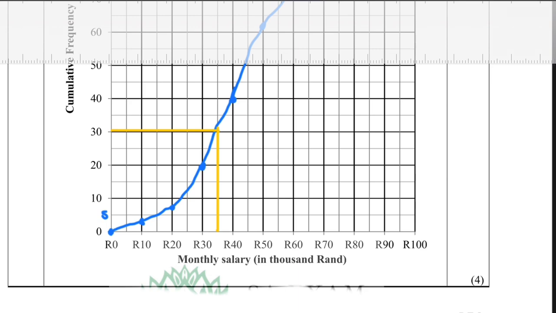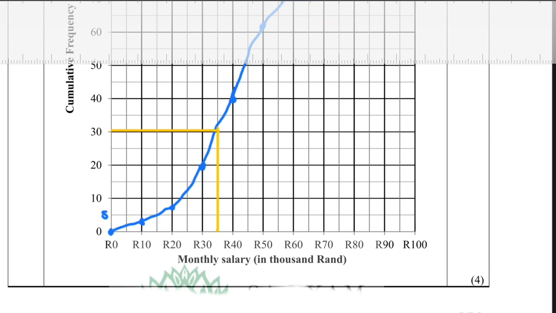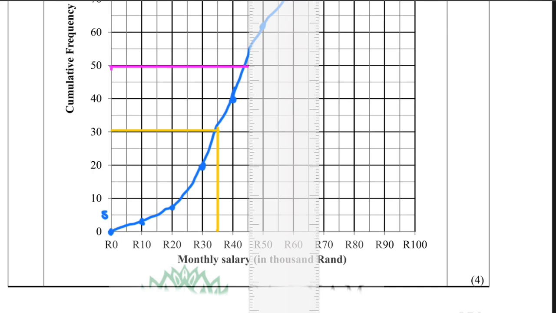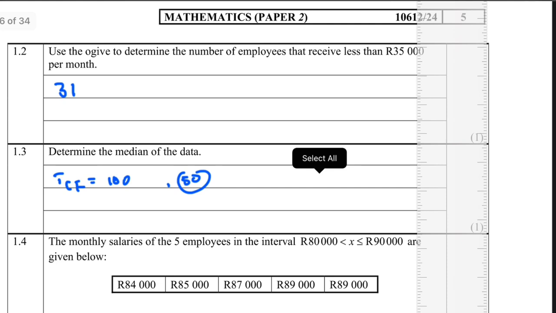So that is, let me just change the color. Right. So we go from 50, we touch the cumulative frequency graph, and then we go down. So when we go down, we end up at 45,000. So the answer to 1.3, the median salary is 45,000.